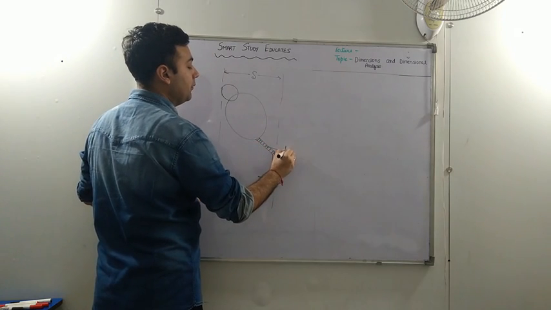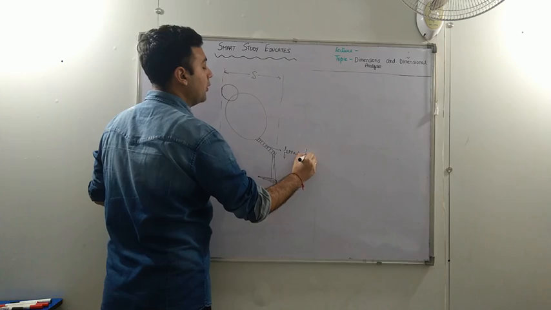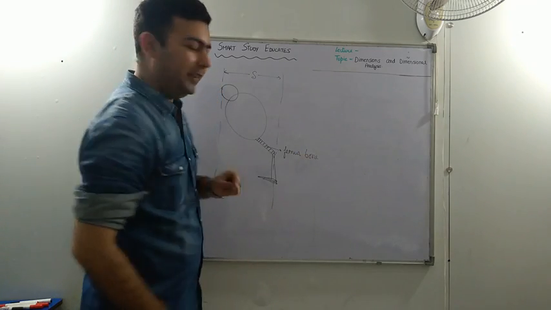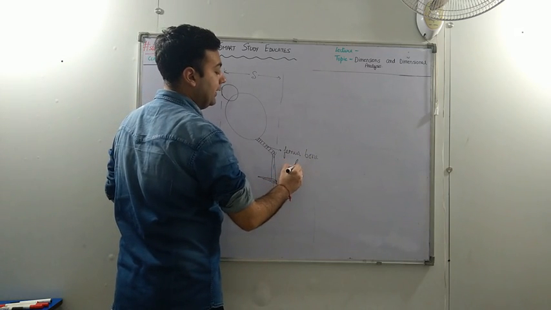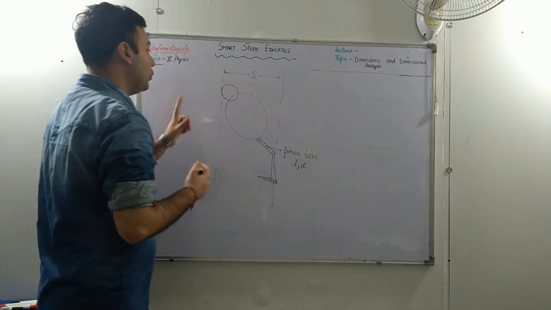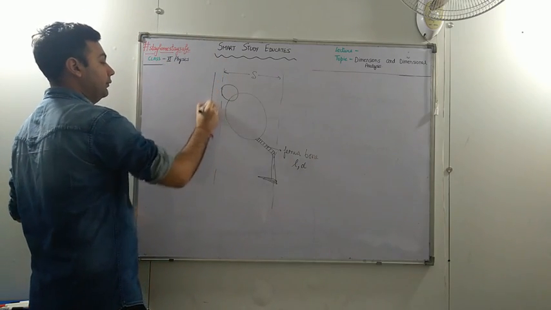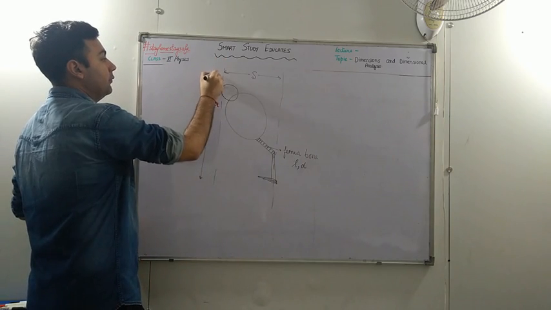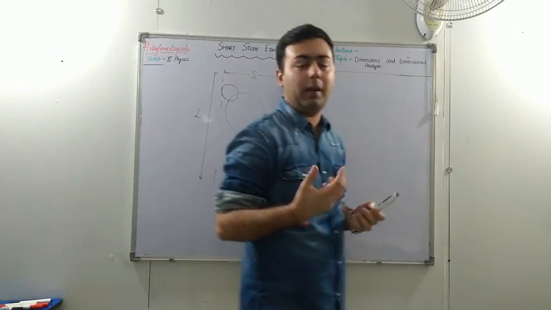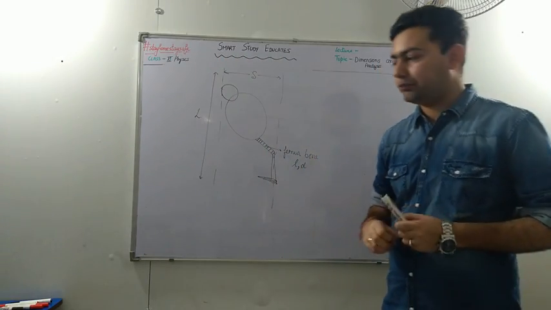It has 4 femurs. The femur bone, and the length of the femur bone is, let's say, l, and the thickness is D. The total height of the mammal, this height, is capital L. Let's say the total height of the mammal is capital L.